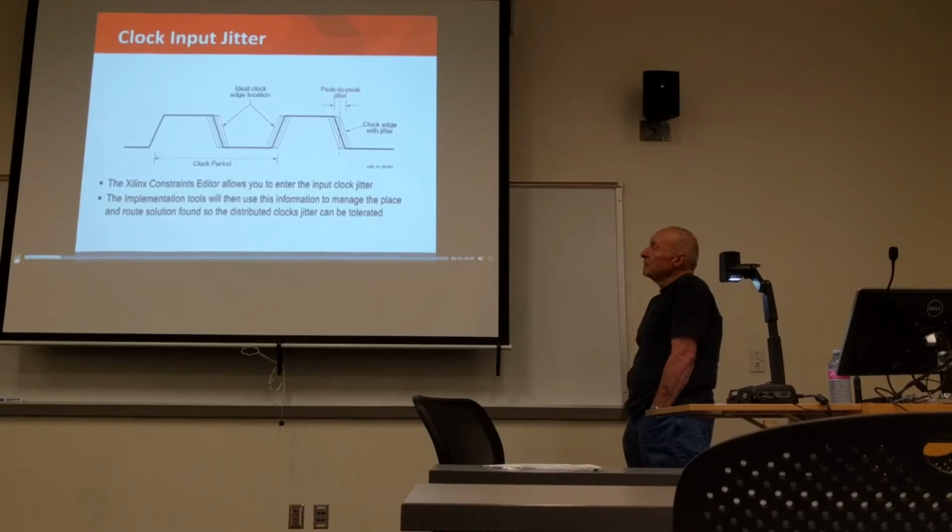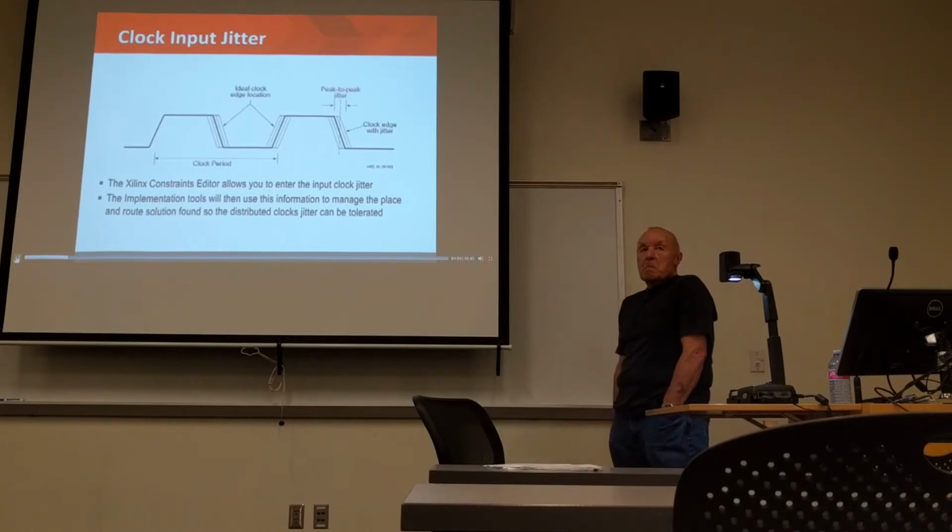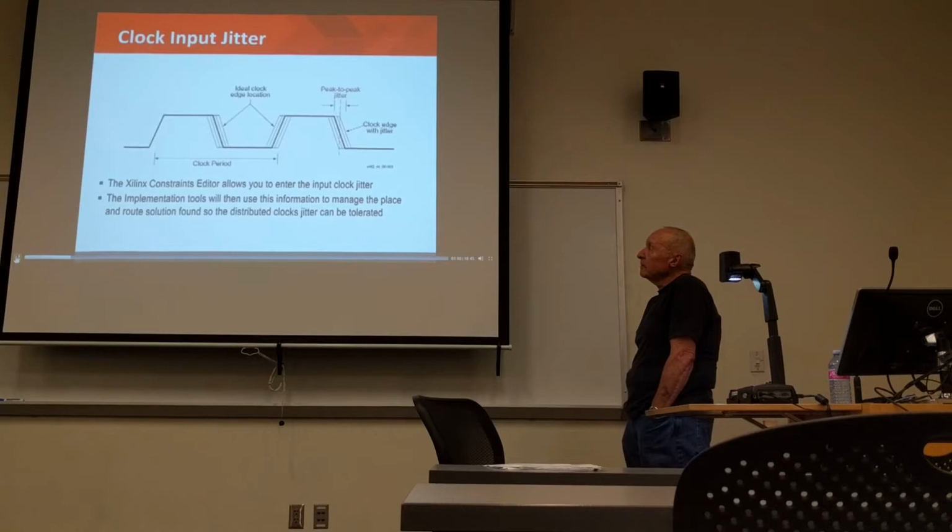The constraints editor allows you to enter an input clock jitter. This enables the implementation tools to plan the place and route appropriately so the jitter can be tolerated. But don't forget, if you have excessive input clock jitter, the newest FPGAs have dedicated PLLs on board inside the FPGA to help you remove it. To learn more about the FPGA's clocking resources jitter characteristic, check your FPGA user guide and look at the specifications.